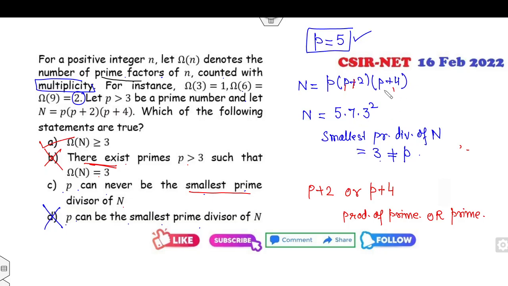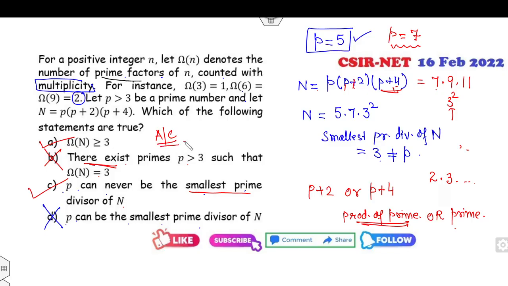So definitely, once you take a product of primes, you will get a number with factor 2, 3 or something else. Let me choose another number, 7. Then what will n be? 7, 9, 11. So 9 is again 3 squared, and 3 will be the smallest prime divisor, not 7. So whenever P is prime, either P plus 2 or P plus 4 is a product of primes, which will always be less than this. So this option can never be the right option. A and C are the correct answers of this problem.